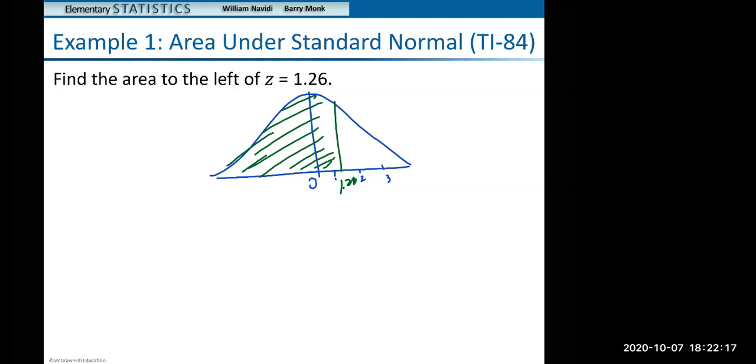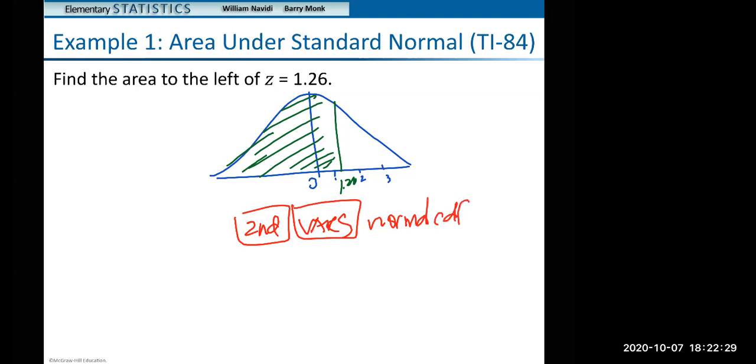So all we have to do is second vars, normal CDF. I'm going to show you using a calculator.